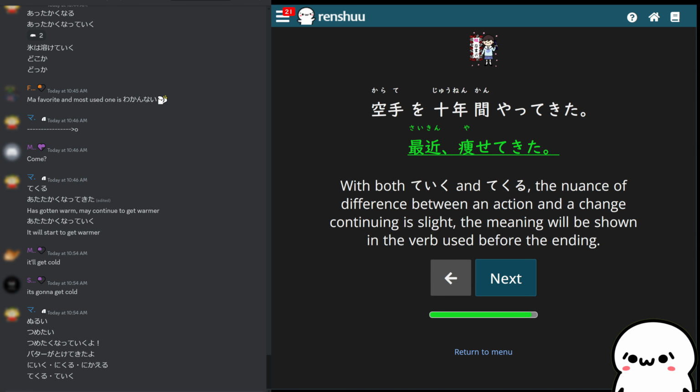The first three that we learned at the first half of the lesson, we're talking about a movement. We are going here to do something. We're returning home to do something. Te kuru and te iku are talking about time. A change in time, not a change in place.